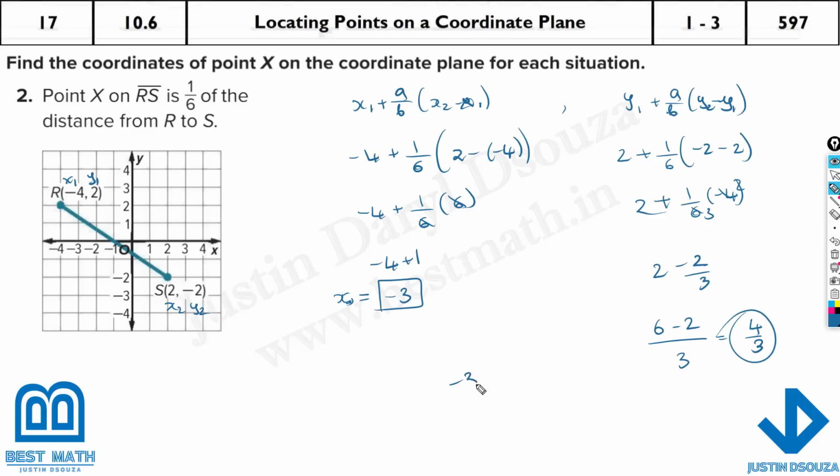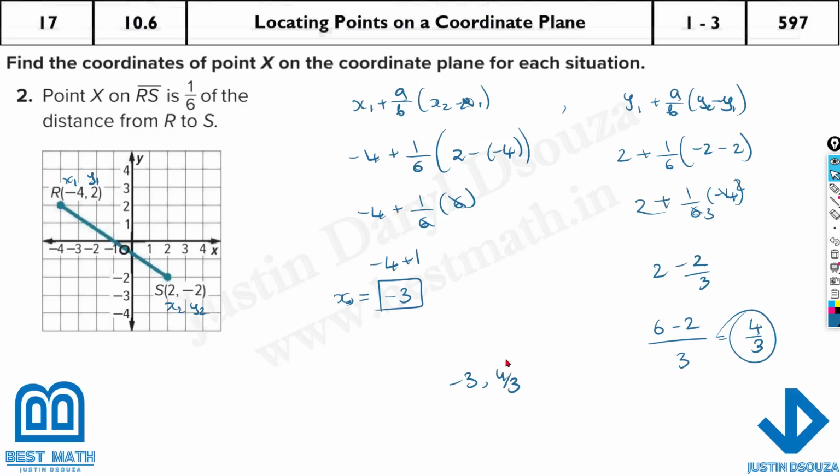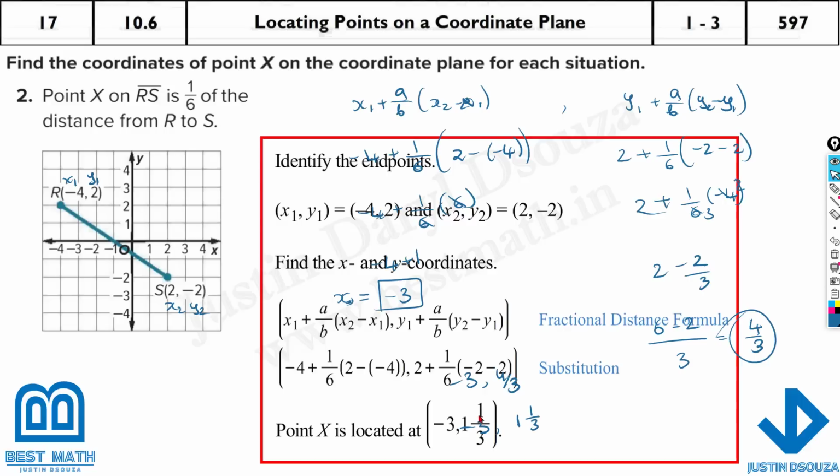So the answer will be minus 3 comma 4 by 3, or 1.333, and you can put three dots. Okay, they have written it as a fraction. You can leave it like this. This is absolutely correct. Now if you want to write in mixed fractions, 3 goes 1 time, and 1 is the remainder, so 1 by 3. Oh yeah, that's the answer. So here we go.